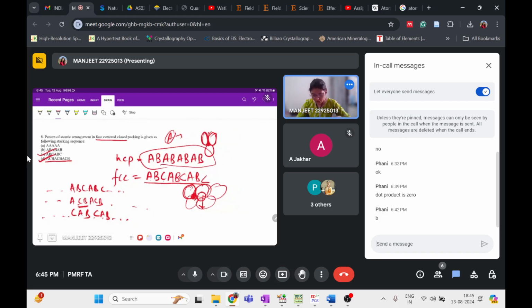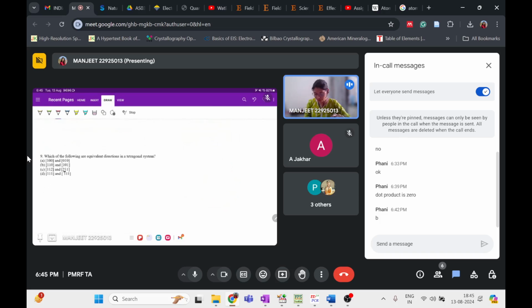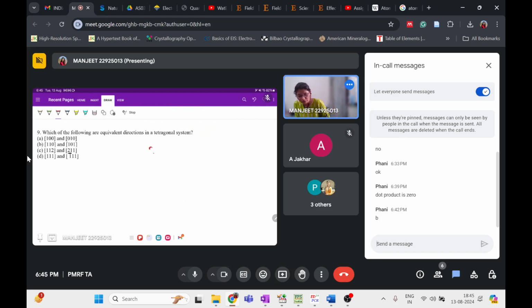Okay, now let's move to the next question. In this question, what they have asked is which of the following are the equivalent directions in the tetragonal system? Which are the equivalent? So in the tetragonal we have A and C, that is A is not equal to C, and basically A1 and A2. Okay, so what are the two equivalent directions in this one?